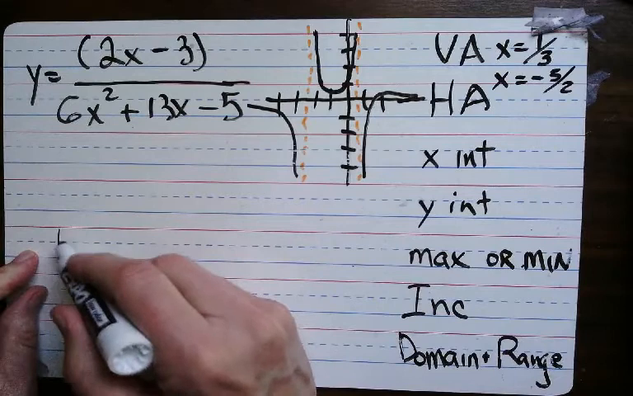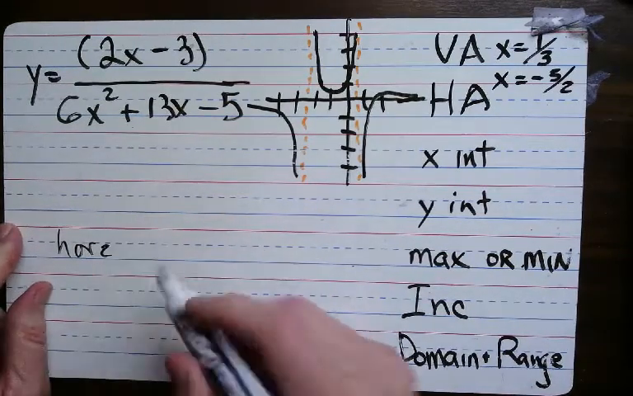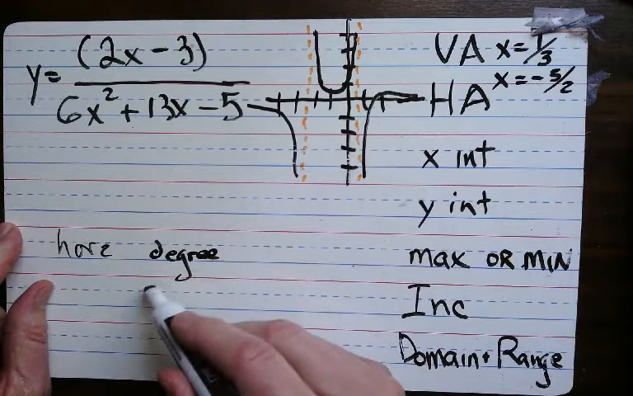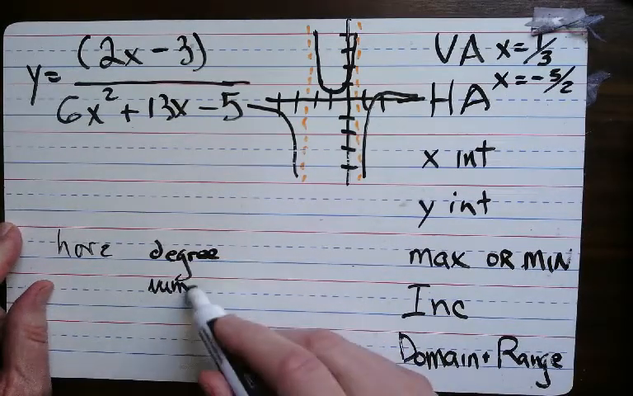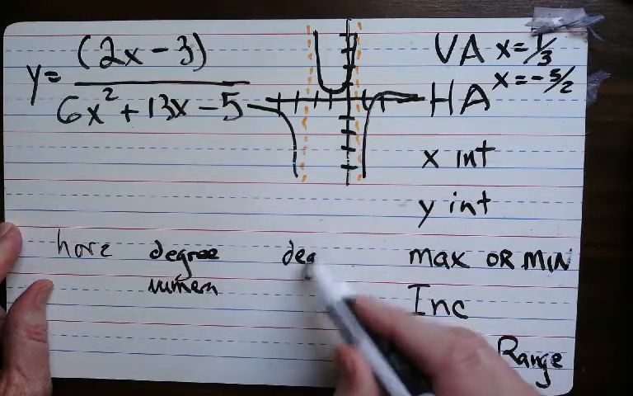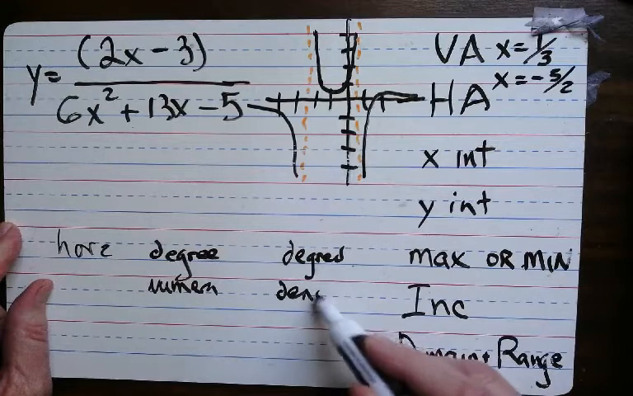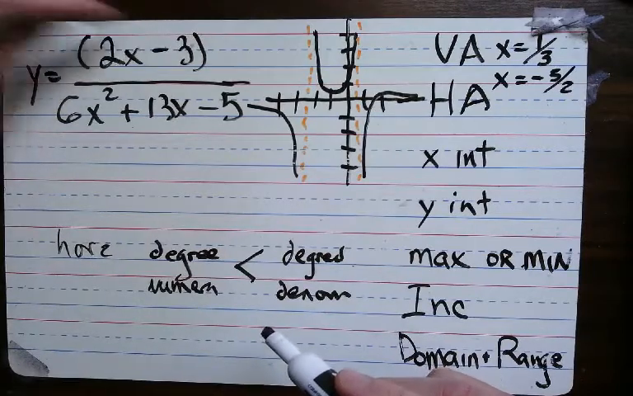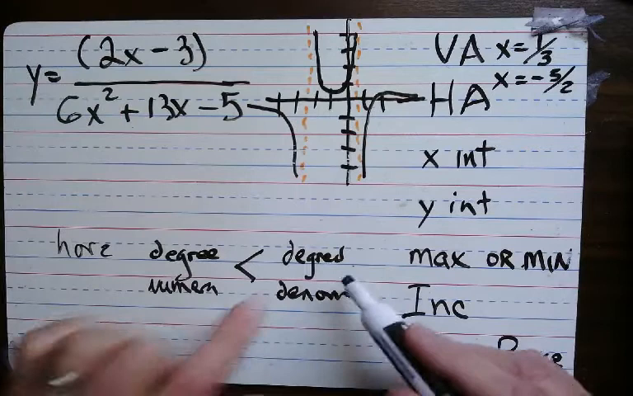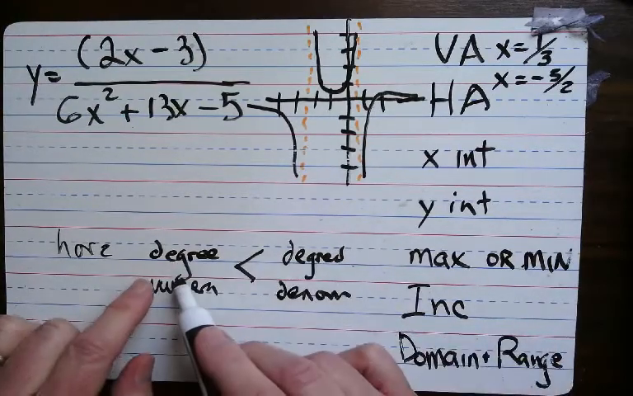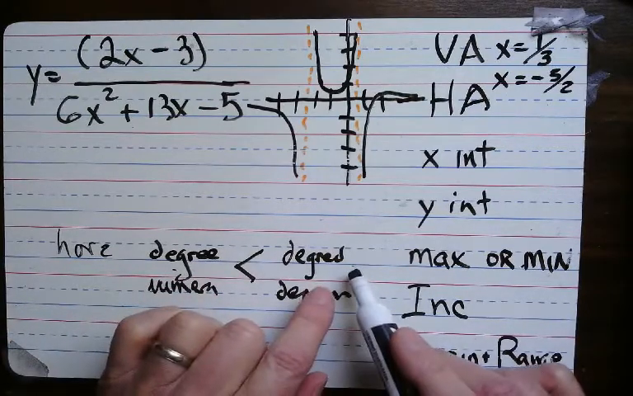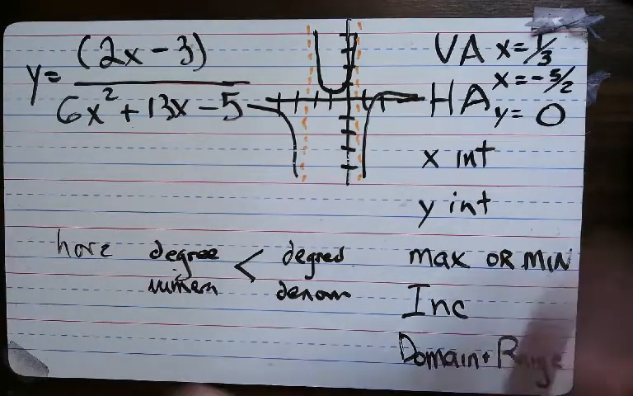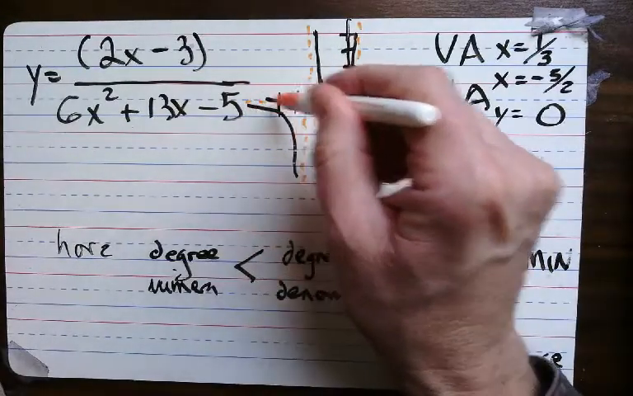Now, the horizontal asymptote has a rule as well. The horizontal asymptote talks about the degree of the numerator and the degree of the denominator. So here's the case. The degree up here is 1. The degree down here is x squared. The degree of the denominator is larger than the numerator. The numerator is smaller than the denominator. That means y equals 0 is the horizontal asymptote. So there is an asymptote right here.